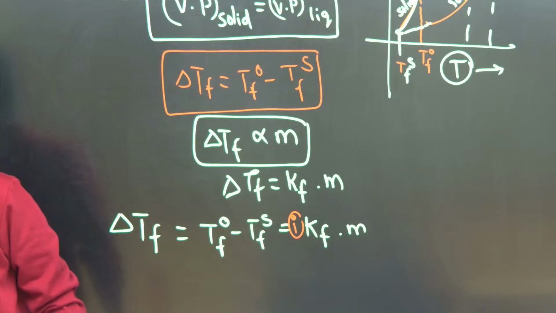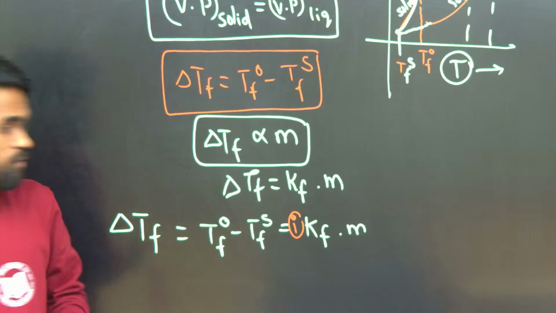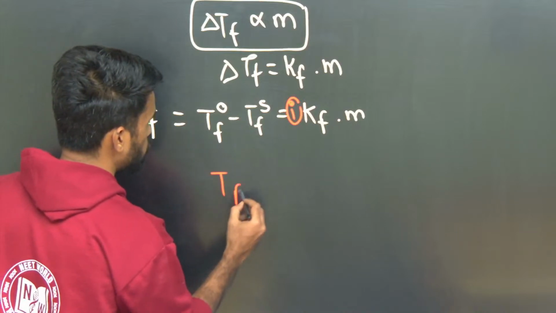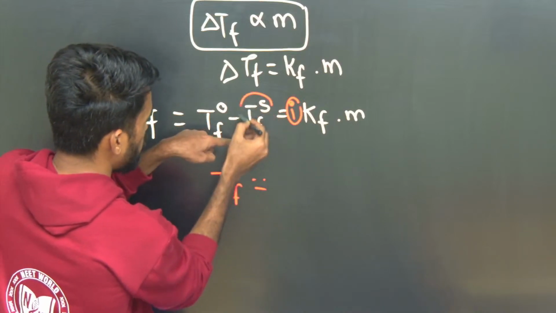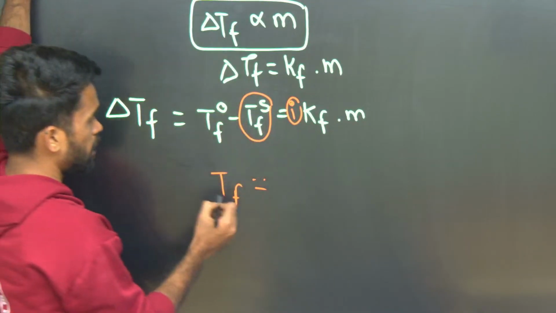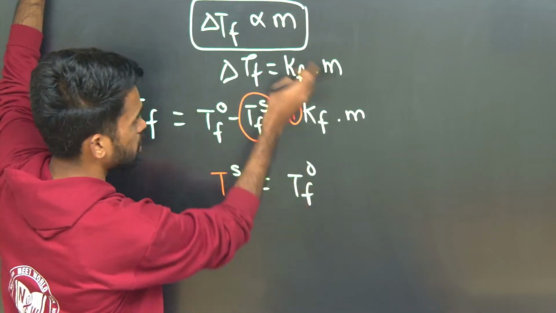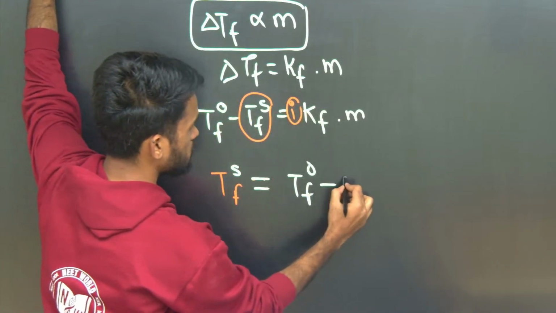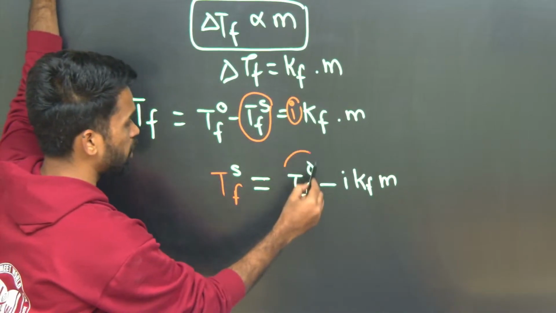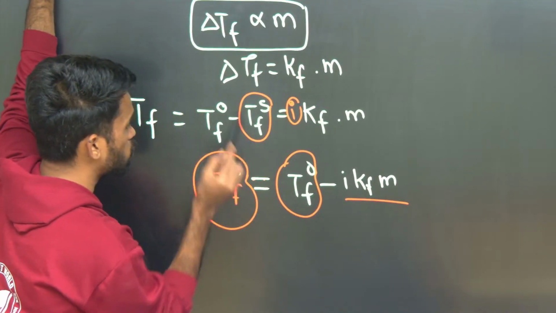Right. After this, if someone asks you what is the freezing point of a solution, what happened? This is the freezing point of the solution. So Tfs will be equal to Tf naught, you just send this side and bring that to this side, so minus iKfm. So from the pure solvent freezing point temperature, you are removing something, and then we get our freezing point of solution temperature.